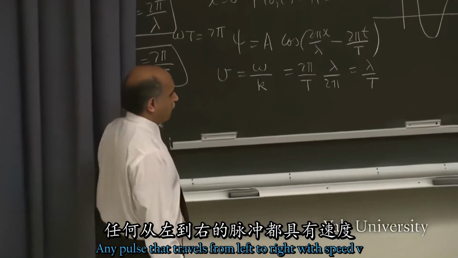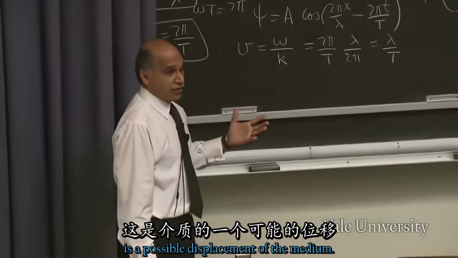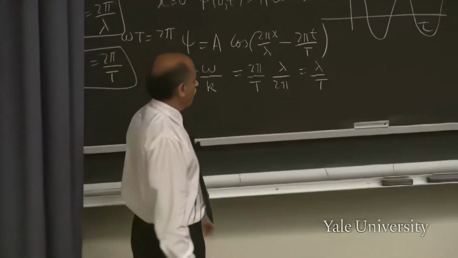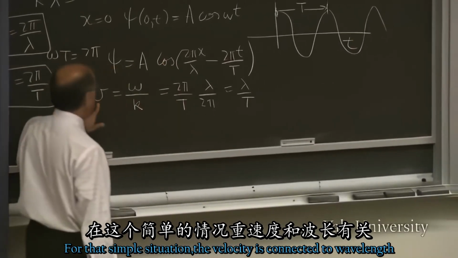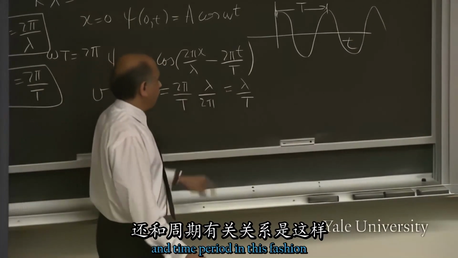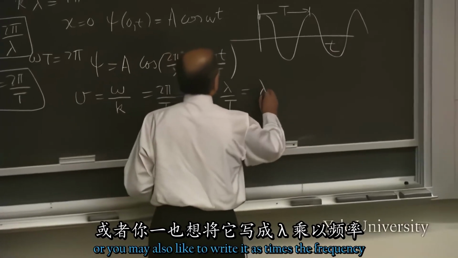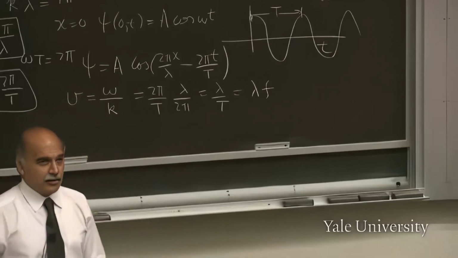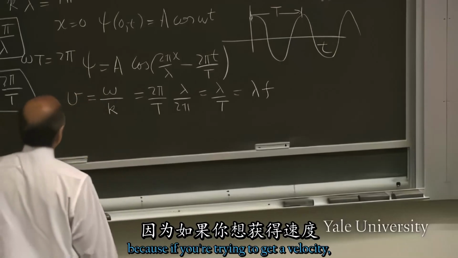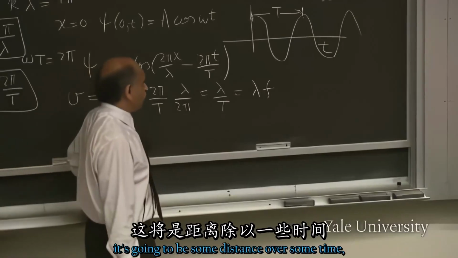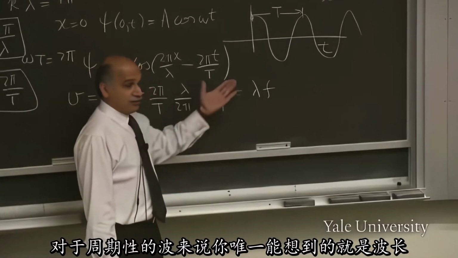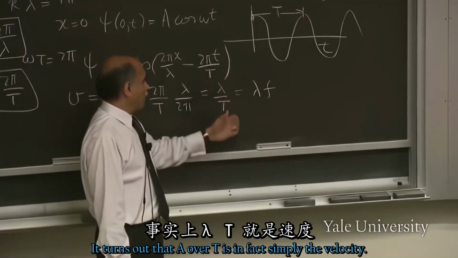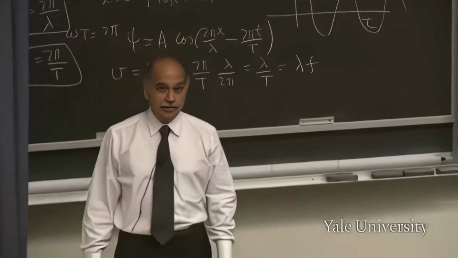Any pulse that travels from left to right with speed v is a possible displacement of the medium. This is a particularly simple situation we study. For that simple situation, the velocity is connected to the wavelength and time period in this fashion, or you may also like to write it as lambda times the frequency. So that's a very easy thing to remember, because if you're trying to get a velocity, it's going to be some distance over some time. The only distance you can think of for a periodic wave is a wavelength. The only time you can think of is the time period. It turns out that lambda over T is in fact simply the velocity.